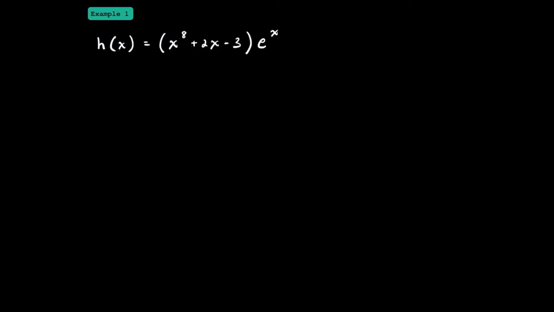In example 1, we have our function h of x. To keep things organized to use our product rule, let's separate h of x into two different functions. We'll call this part our f of x, and this part our g of x. Now that we've identified the two functions we're going to be using, let's write them individually and their derivatives too.